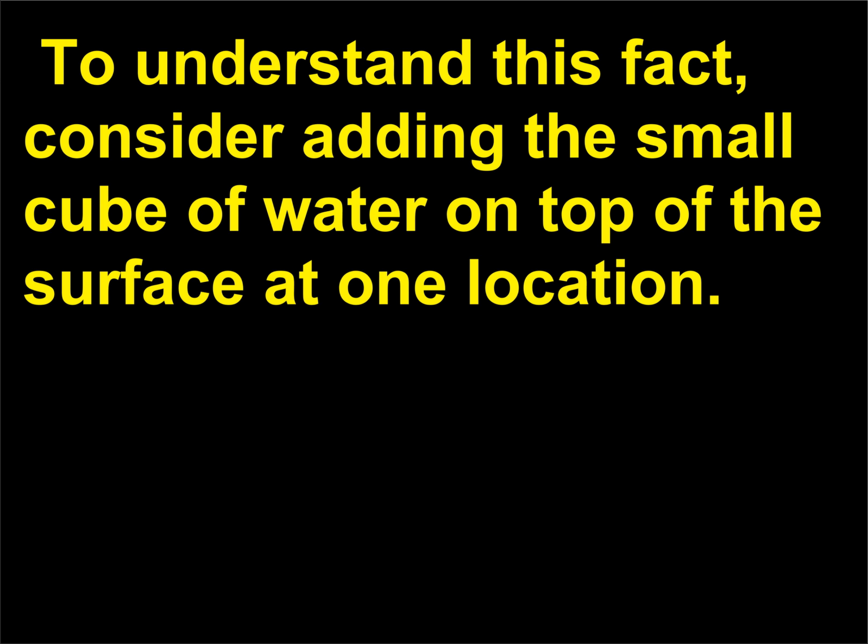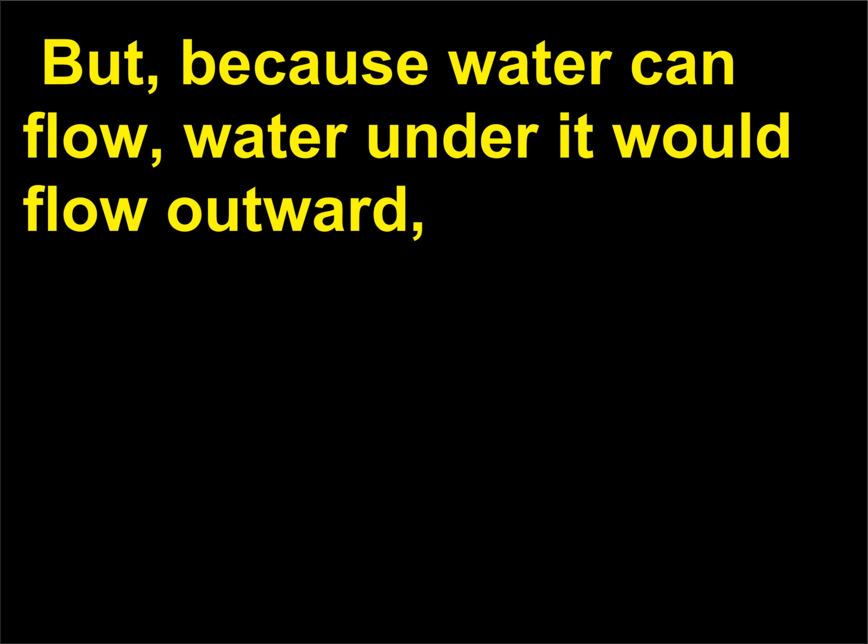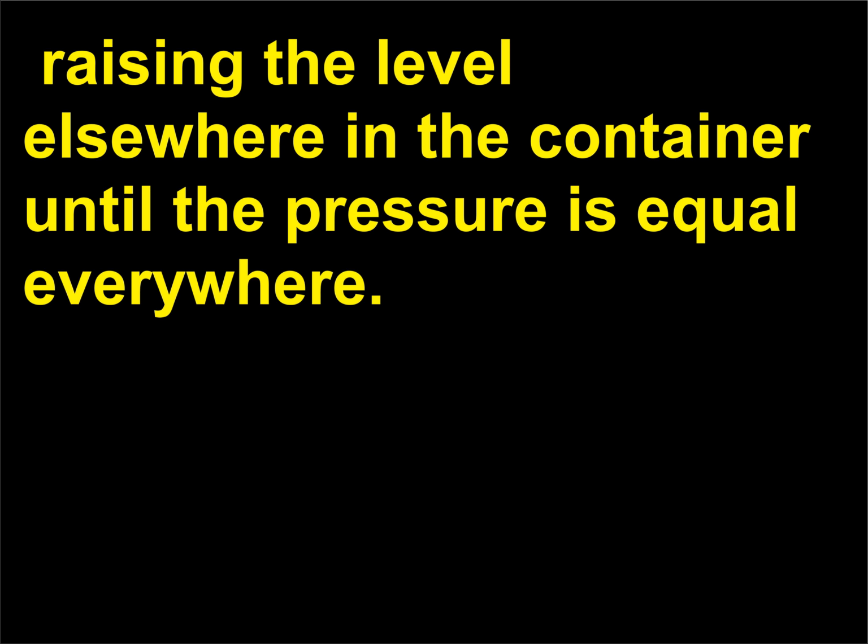To understand this fact, consider adding a small cube of water on top of the surface at one location. It would exert a downward force on the water under it. But, because water can flow, water under it would flow outward, raising the level elsewhere in the container until the pressure is equal everywhere.